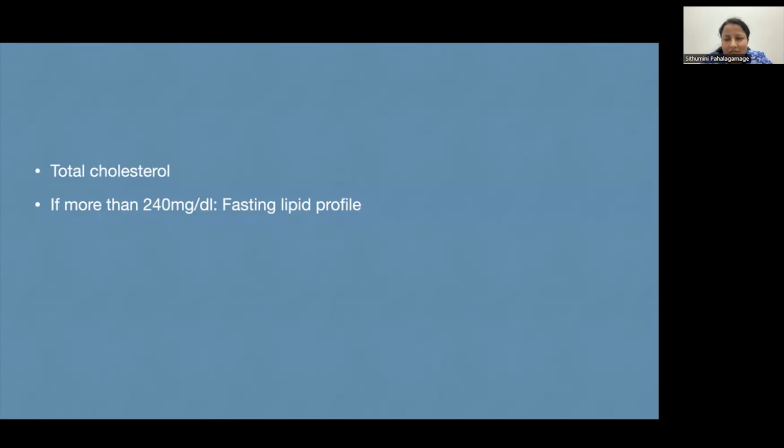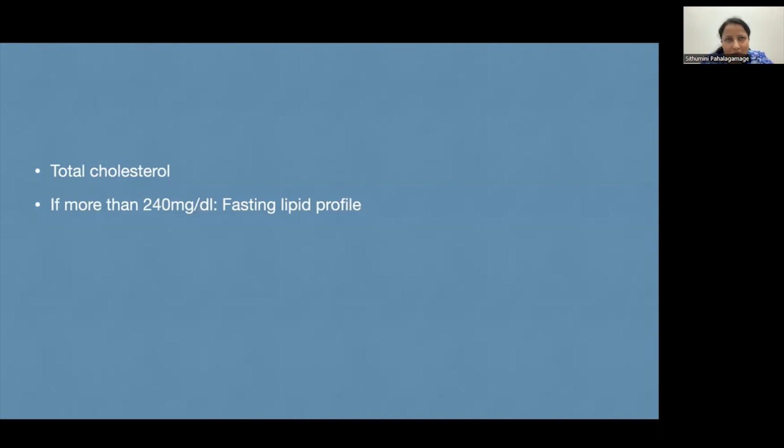But in the first instance, when you screen people, sometimes some people can have high triglyceride levels. If that is the case, then you will have to repeat a fasting lipid profile again. So for the first instance, it's maybe worthwhile getting a fasting lipid profile. Afterwards, when you want to check whether you have reached your targets, then you can go for a non-fasting lipid profile.